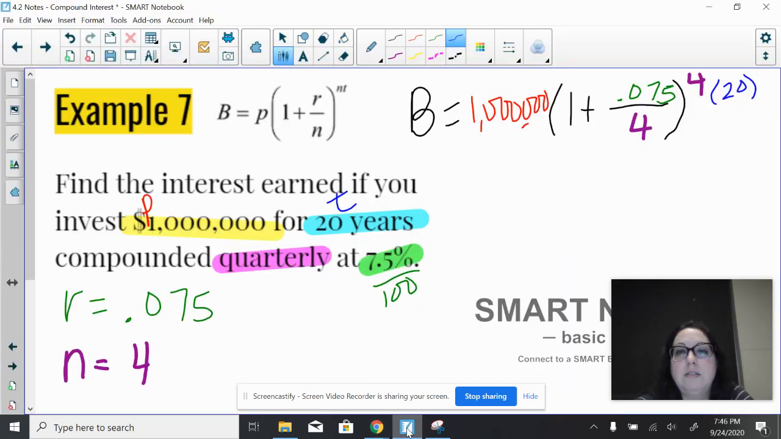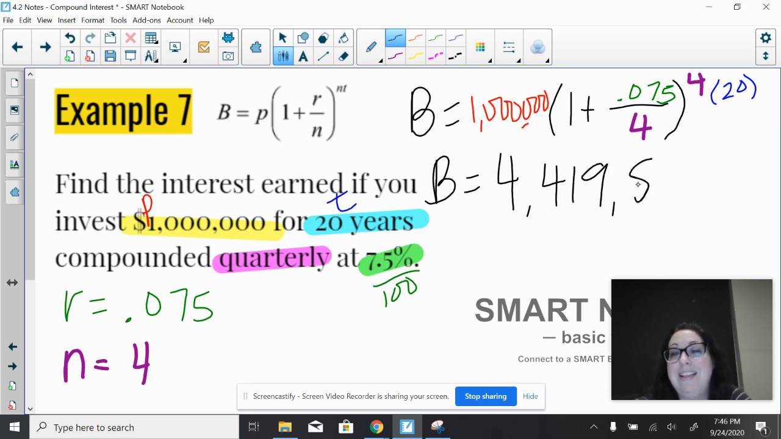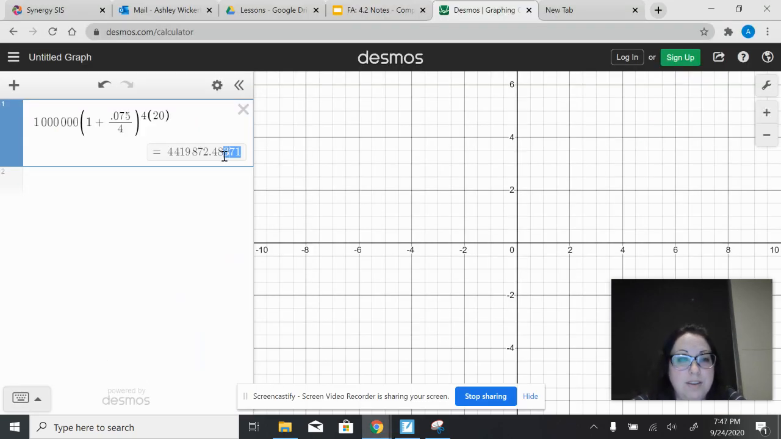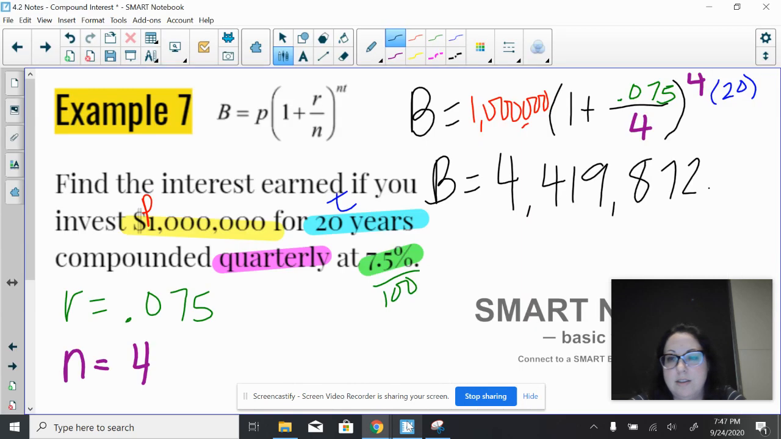4,419,872. I'm really saying that for me because I can't remember. And I remembered we did not round the cents up, but we are going to leave that as 48 cents. So that higher interest rate really bumped up our account balance from the first two examples, just as a nice little bonus there.